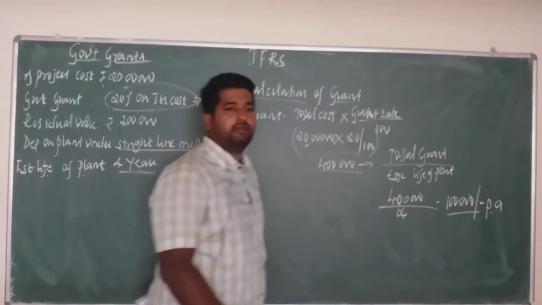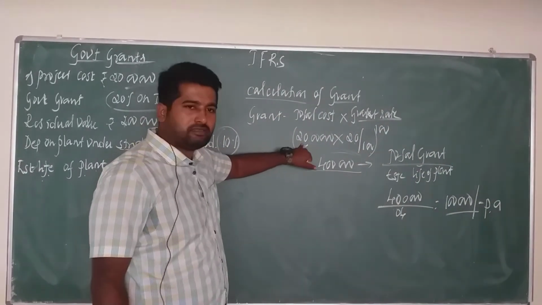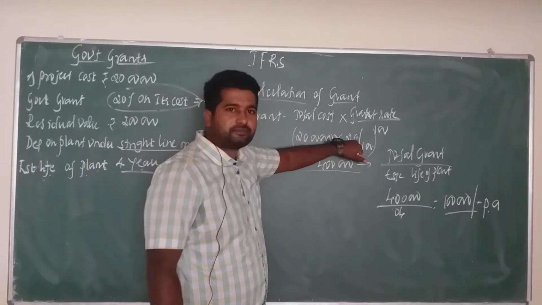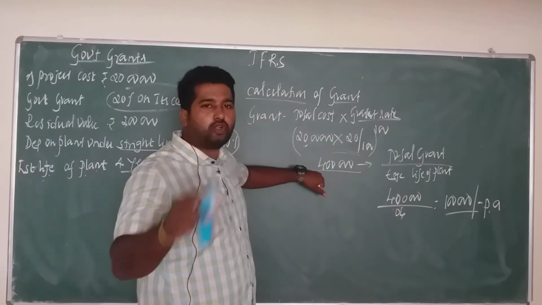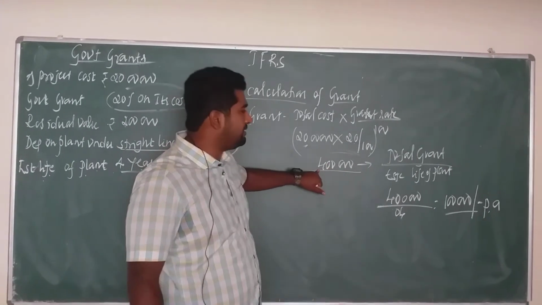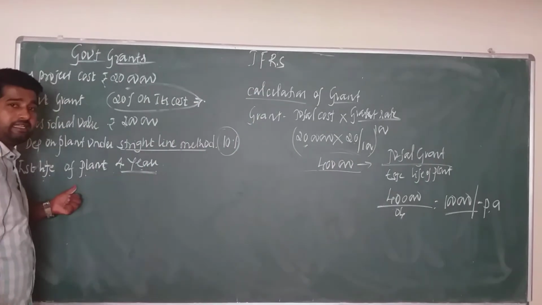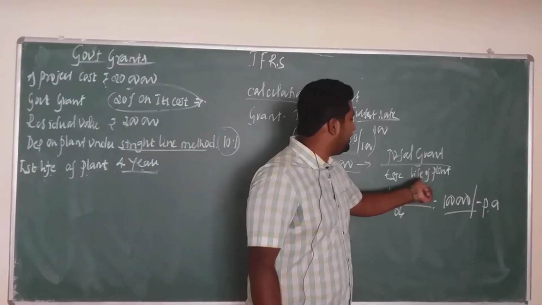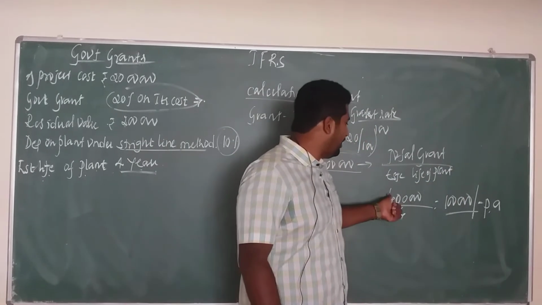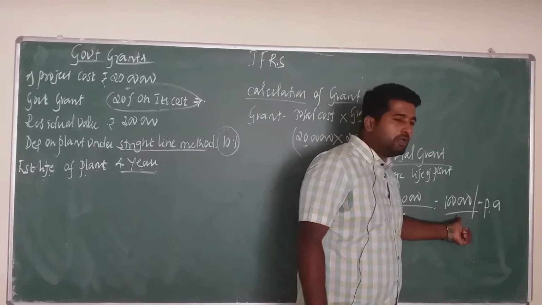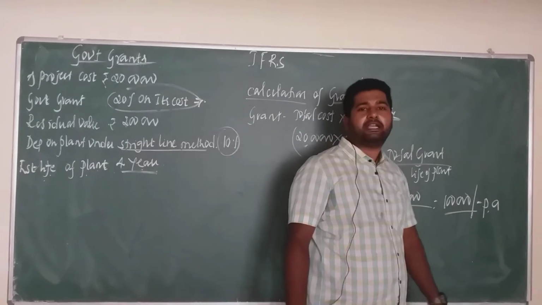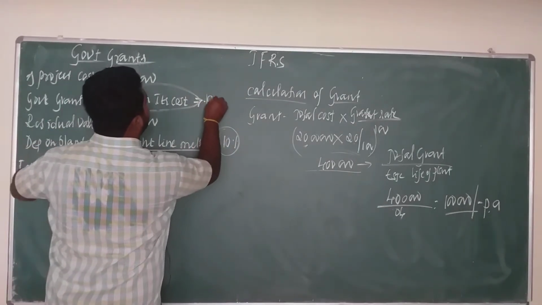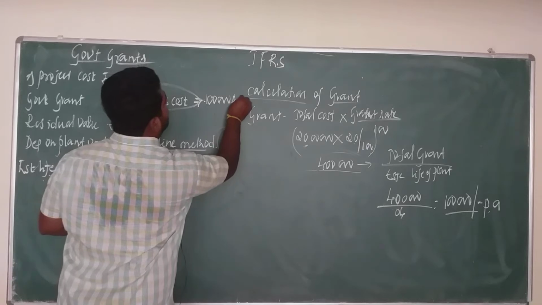Once again, the total cost of the project is 20 lakhs. On 20 lakhs, what is the grant here? 20%. So 4 lakhs is the total grant released by the government. On 4 lakhs, what is the estimated life of the asset here? 4 years. So total grant 4 lakhs, estimated life of the plant is 4 years. 4 lakhs divided by 4 years per annum, 1 lakh is the amount released by the government per annum. So here once again, the government grant is rupees 1 lakh per annum.